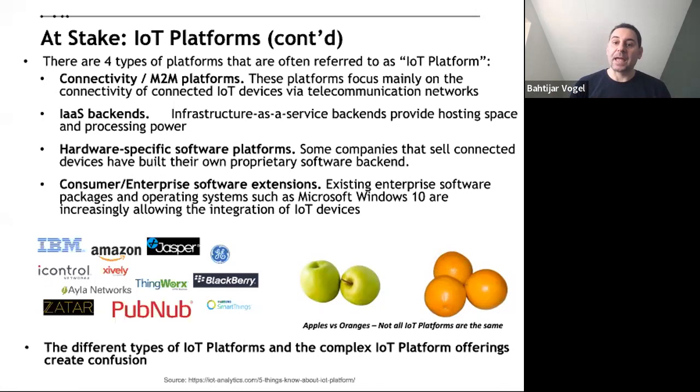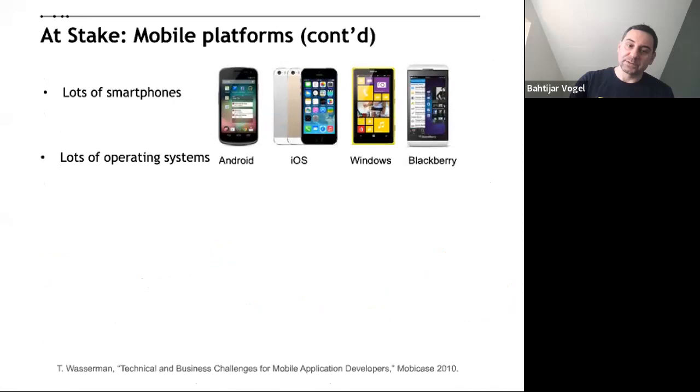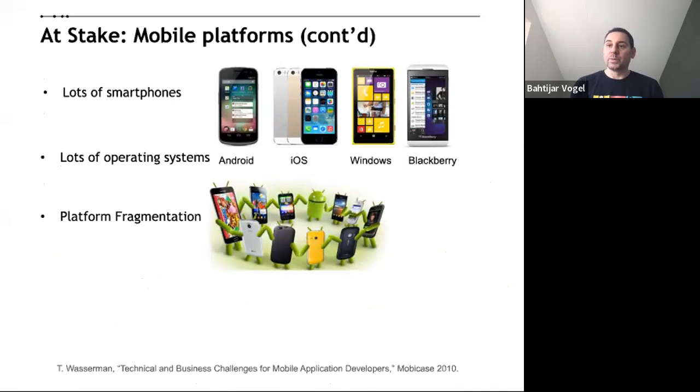And that brings the challenge of having these kinds of differences also in the mobile landscape, right? So we have different smartphones, we have different versions of operating systems, and this brings the challenge of fragmentation. So we are constantly fragmented with different kinds of platforms, whether that is mobile or IoT platforms, right?